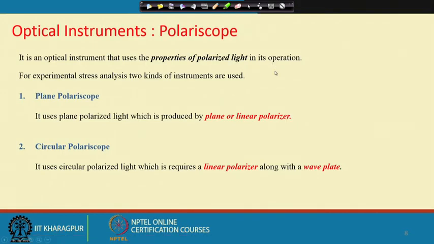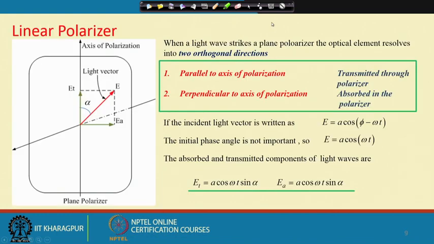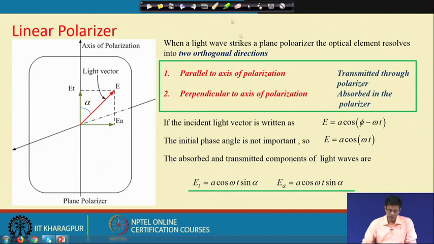Finally, if we look at the linear polarizer, when a light wave strikes a plane polarizer, the optical element resolves it into two orthogonal directions. One is parallel to the axis of polarization. So, if I consider this is the axis of polarization, and this red one is my light vector, and if it makes an angle alpha with the axis of polarization, then I can resolve it component-wise.